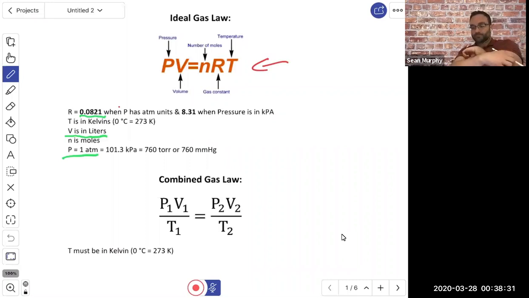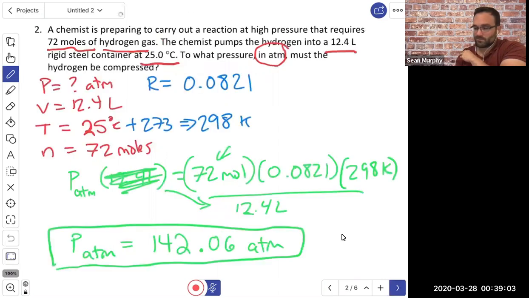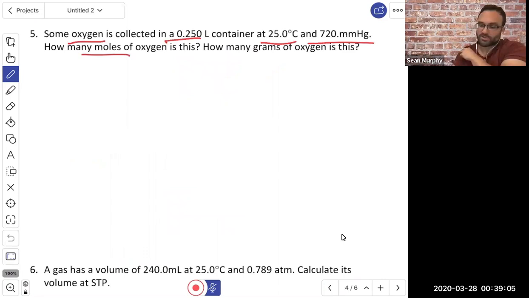Remember, I did not provide you an R constant for torr. So that being said, we've got to convert our millimeters of mercury into either kilopascals or atmospheres. Which one do you think is easier? I think it's easier to use atmospheres myself. If you picked kPa, shame, you brought shame.